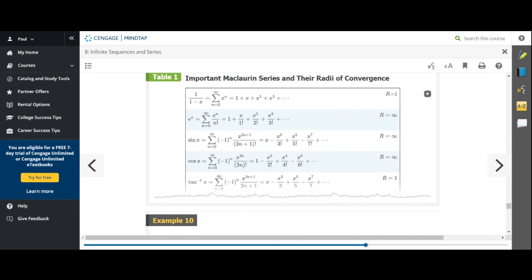But look on the right, like e to the x, they have the power series for e to the x, and then they have R equals infinity. The radius of convergence equals infinity. If the radius of convergence equals infinity, what's that tell you about your interval of convergence? What would the interval of convergence be?